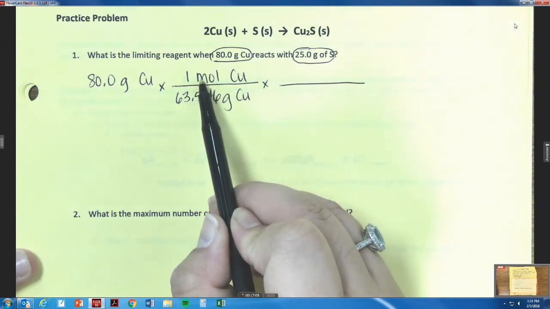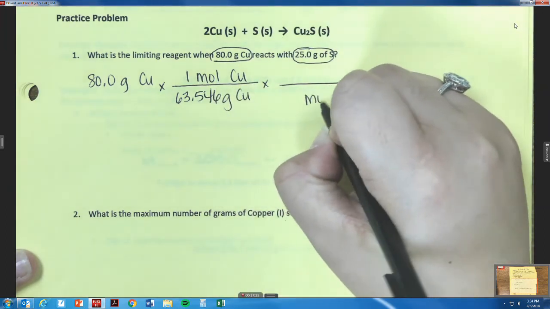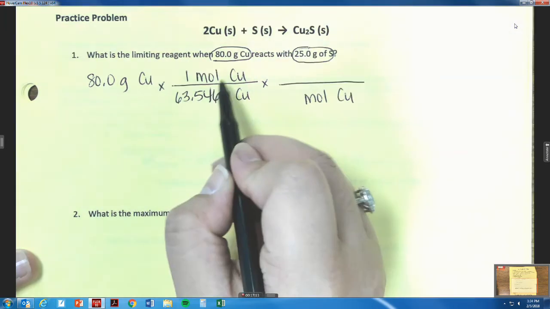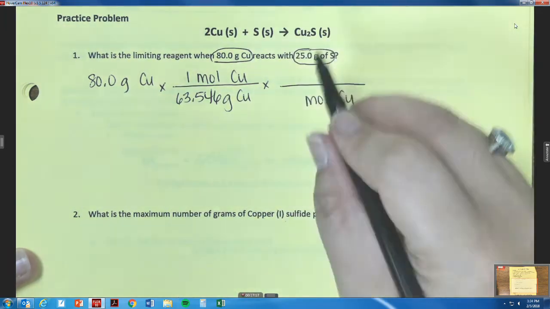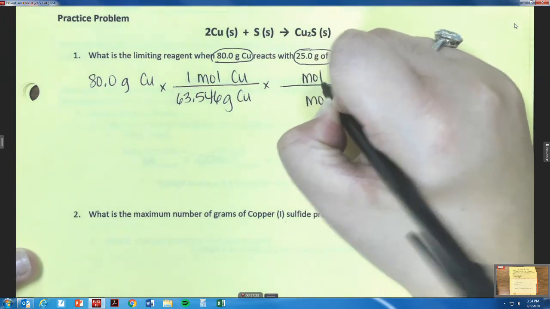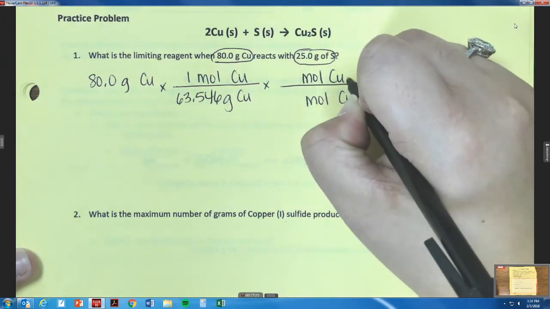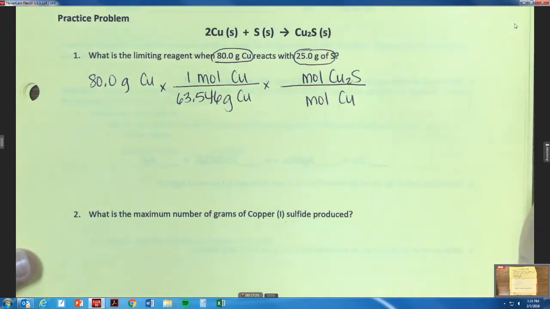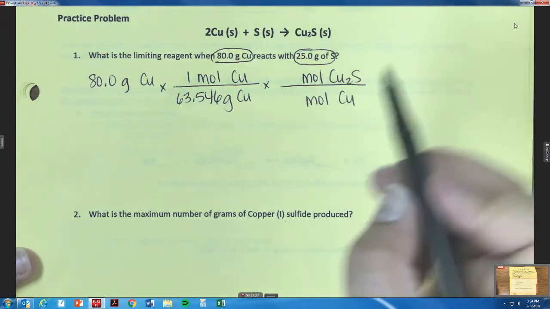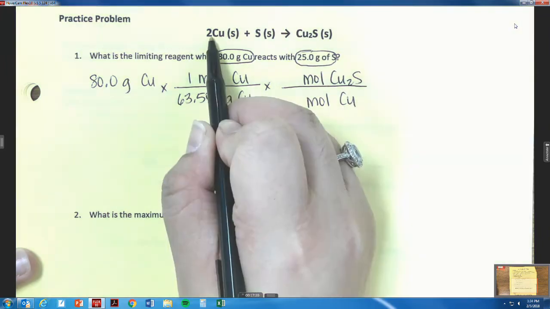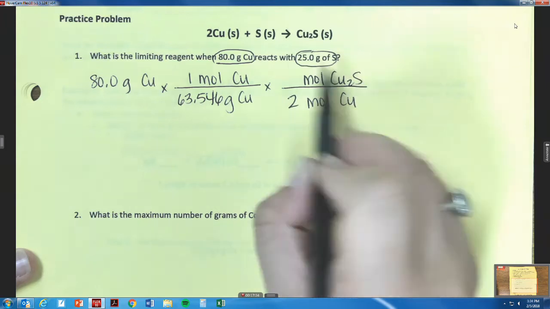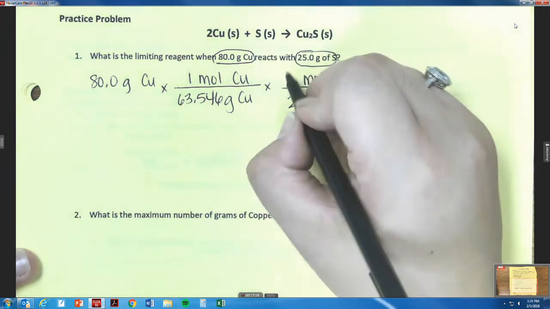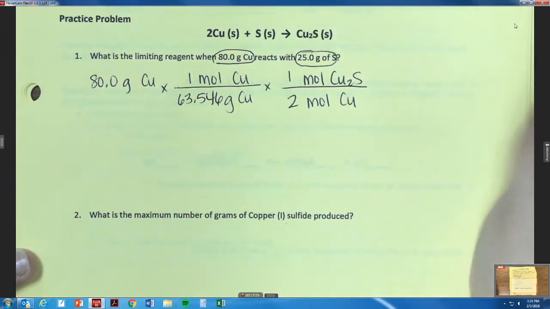So if this is 1 mole of copper, then I know that moles of copper goes on bottom, so that way my units can cancel out later. And what goes on top is what I'm looking for, which is moles of my product, copper sulfide. Our coefficients: copper has a coefficient of 2, and copper 2 sulfide has a coefficient of 1. Now we can go ahead and solve.